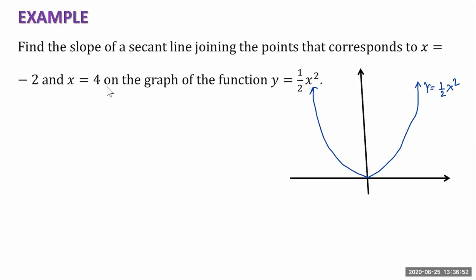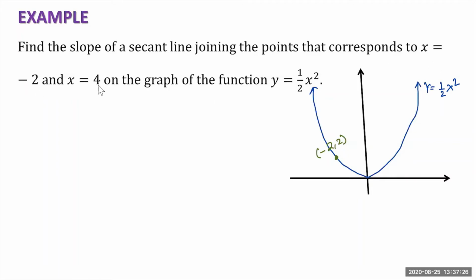So when x is equal to negative 2, the point on the graph is somewhere here. If you want to label that point, your x value is negative 2. If you want to find the y value, you plug in negative 2 here. Negative 2 squared is 4, and half of 4 is 2. So that point is negative 2, 2. That is the point corresponding to x equal to negative 2.